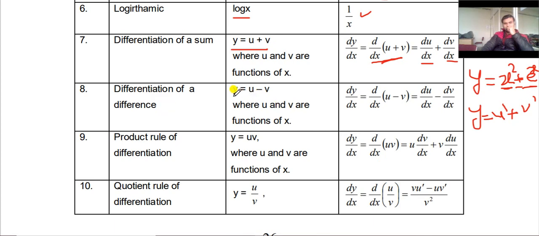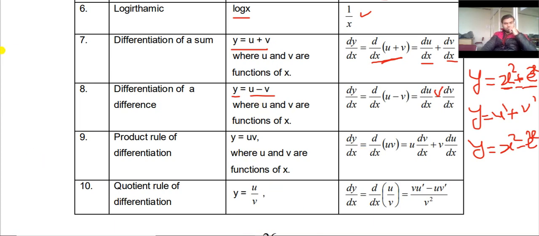Similarly, if y is equal to u minus v, or y is equal to x square minus e to the power x, then the differentiation can be done as explained previously. We only have to write the minus sign in between. So we differentiate u, then we write minus, then we differentiate v.